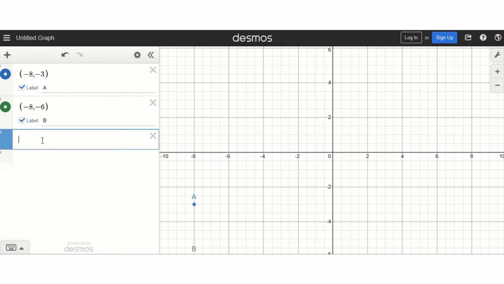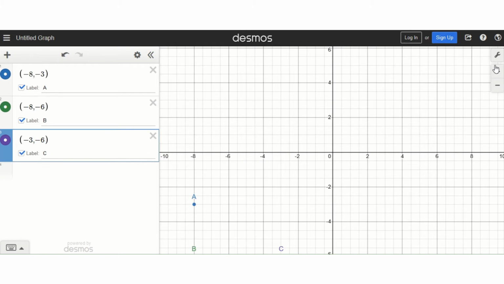Next and the last point would be C, which is -3, comma -6. And we are going to label it as C. Okay, so now we have got all 3 points. We are going to join them. Let's do that. So this is A, this is B, this is C, as you can see.